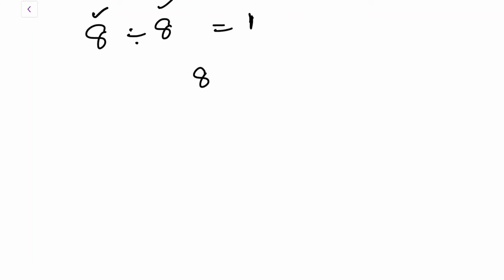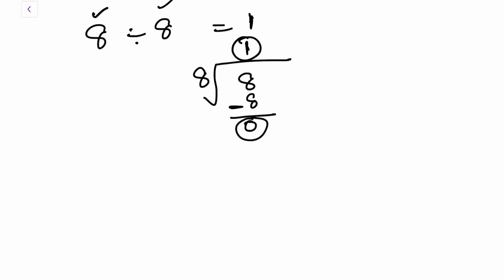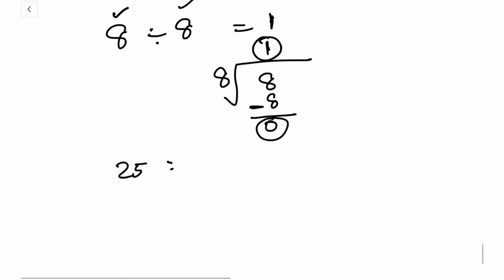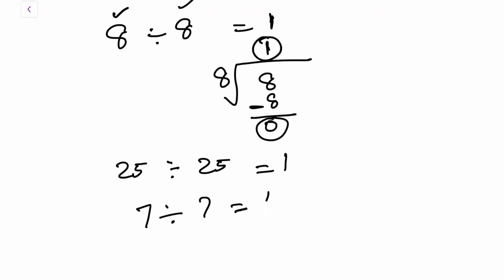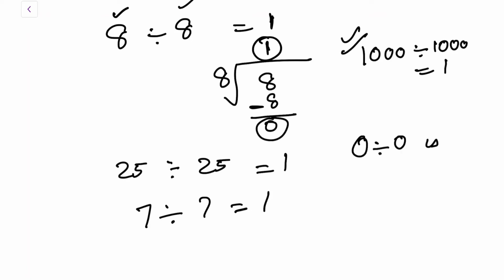How did we do this? Do the method: 8 into what is 8? 8 ones are 8. 8 minus 8 is 0. So you can see 8 divided by 8 is 1. So what is 25 divided by 25? 1. Good. 7 divided by 7? 1. 1000 divided by 1000? 1. Remember, 0 divided by 0 is not defined. That's why we say that when a number other than 0 is divided by itself, the quotient is always 1. This is your first property.